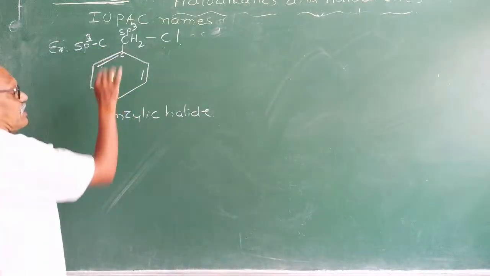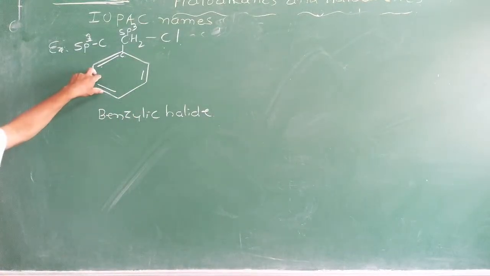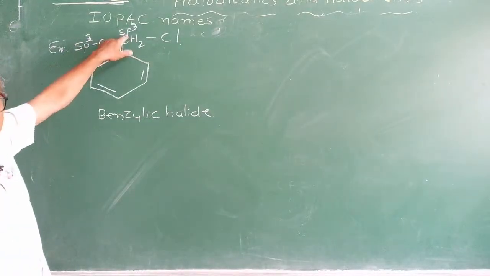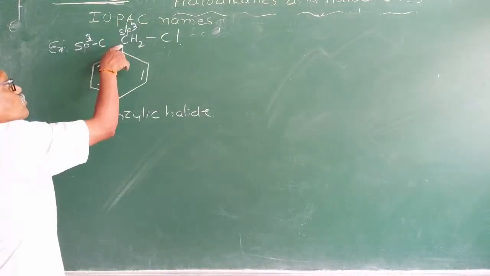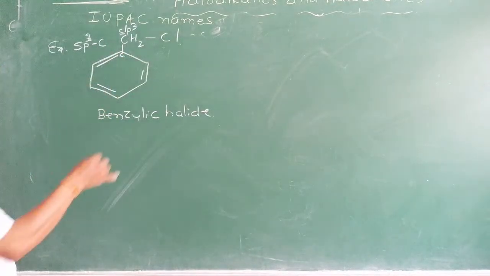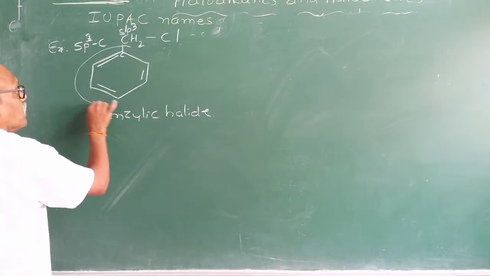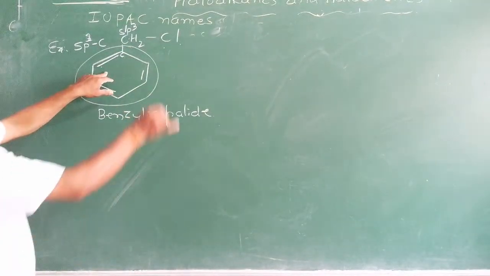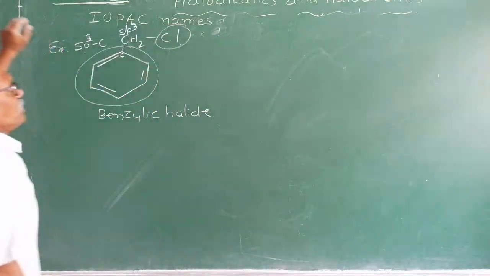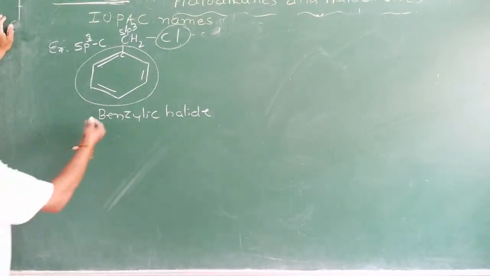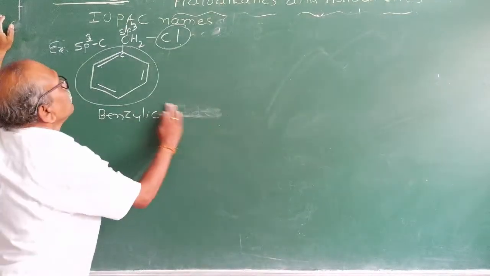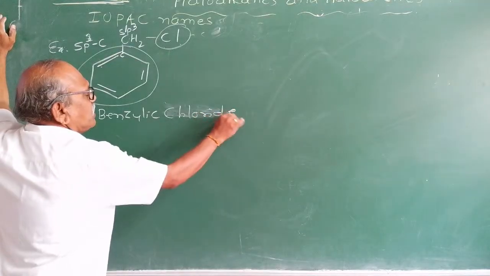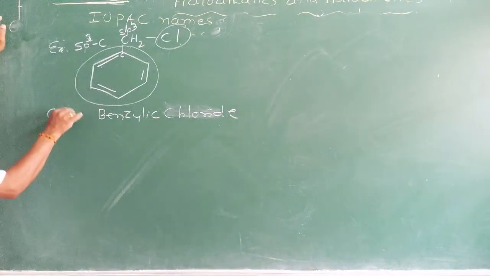While naming this one, they are named as derivatives of the hydrocarbon. This particular carbon atom is CH2, number from the carbon atom. And this phenyl group is considered as a substituent group now. And here there is chlorine. The common name is benzyl chloride. You can note down the common name of it. It is called benzyl chloride.